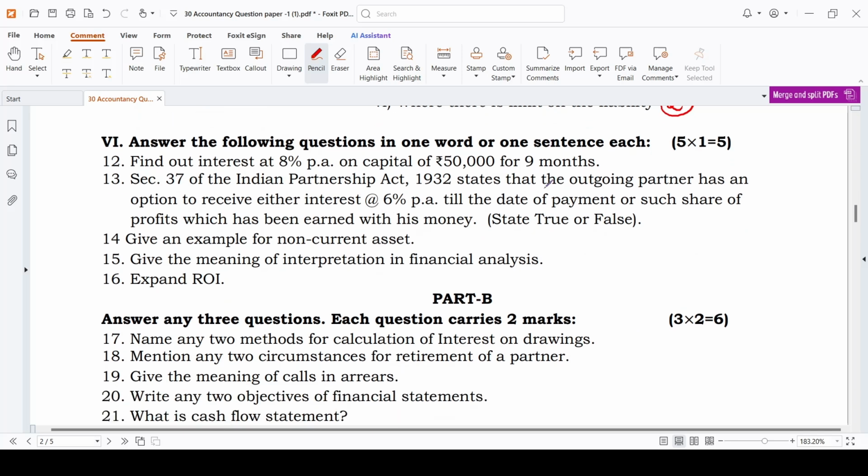Answer the following questions in one word or one sentence. Find out interest at 8% per annum on capital of 50,000 for 9 months. 50,000 into 8% into 9 by 12, which comes to rupees 3,000.